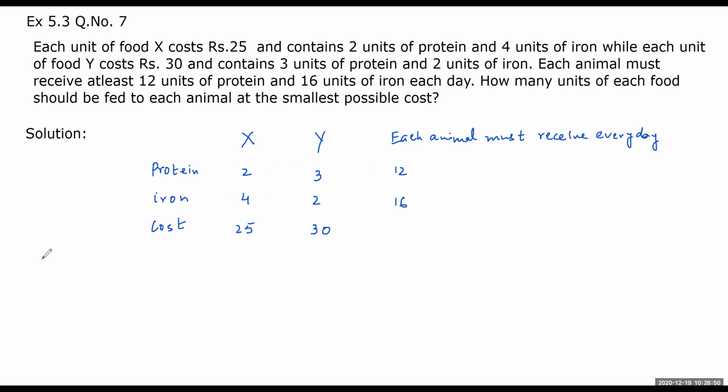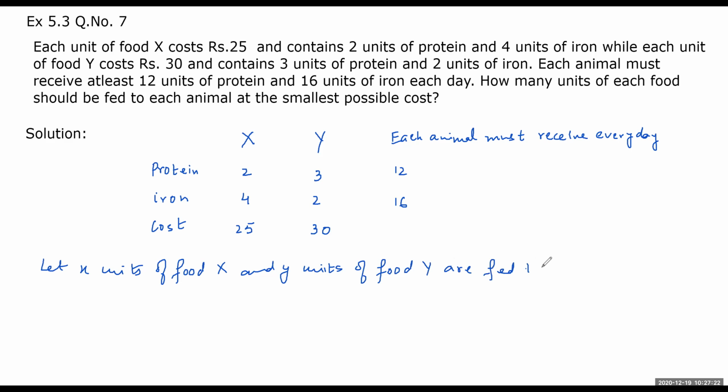Now let's start the proper solution. Let x units of food X and y units of food Y be fed to each animal, then x has to be greater than or equal to 0, y has to be greater than or equal to 0.